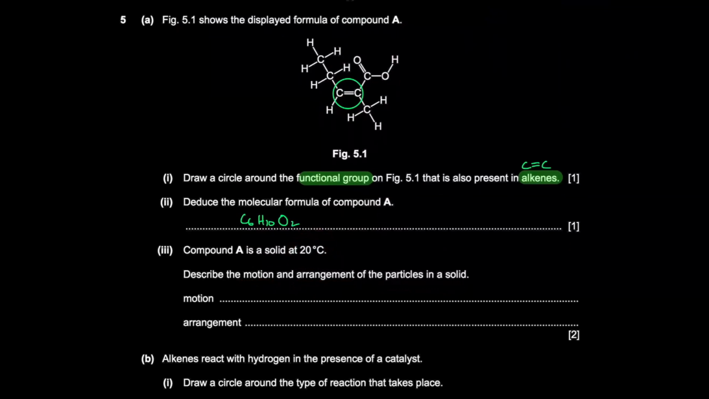So, solid में किस तरह का motion होता है? Vibrate at fixed positions. Yes, the motion is vibration, exactly, right? The particles vibrate in fixed positions, right? They're not free to move around in a solid. The particles vibrate, right, in fixed positions.